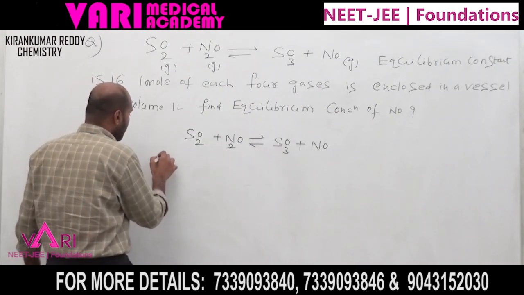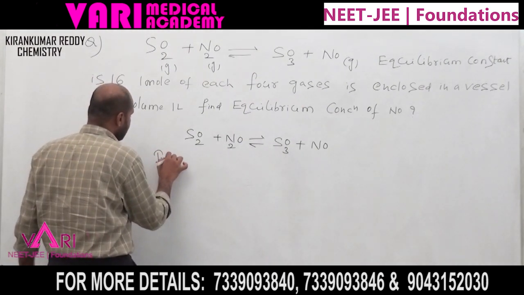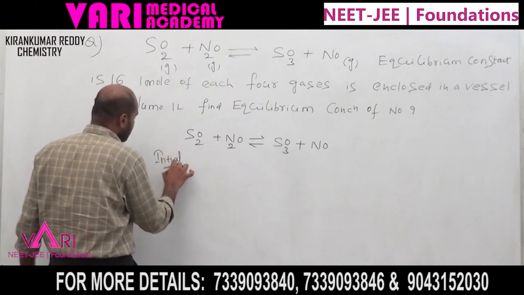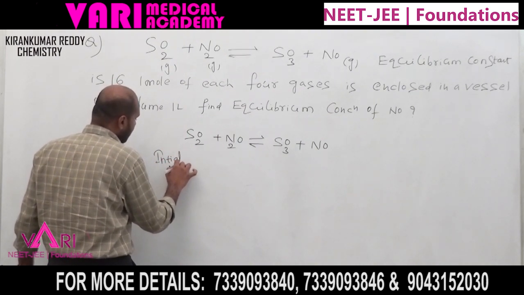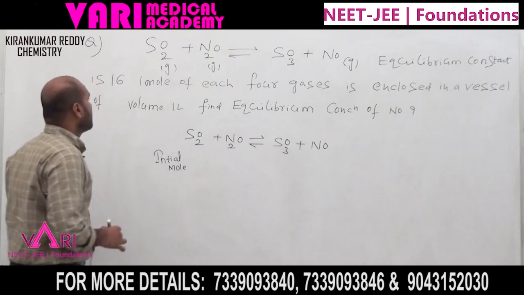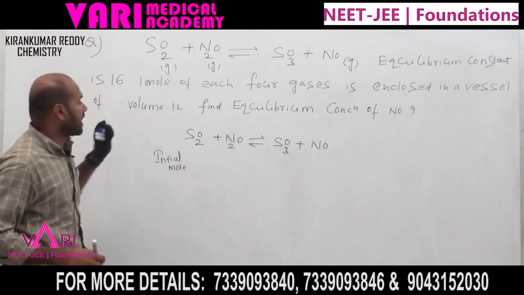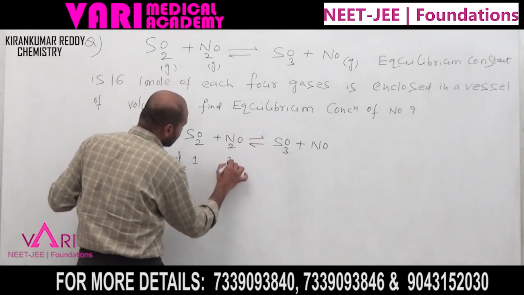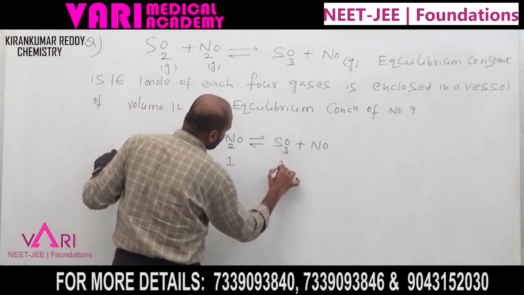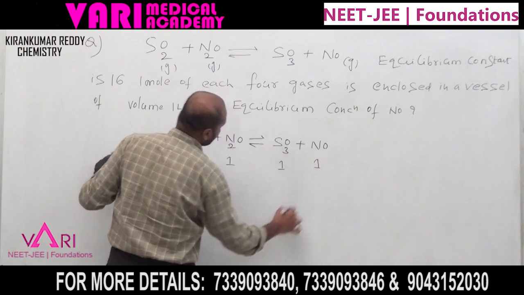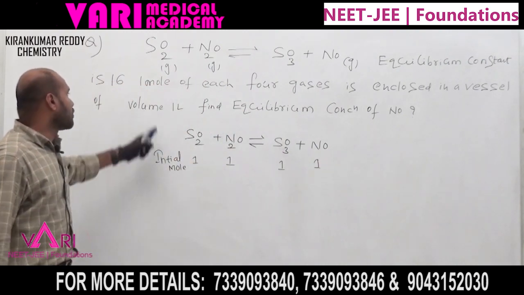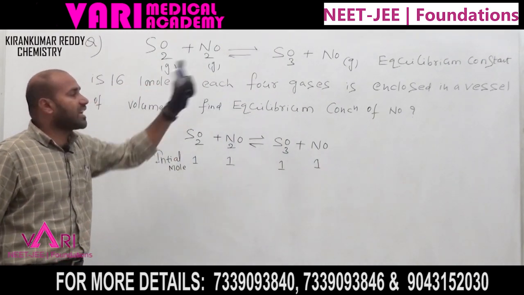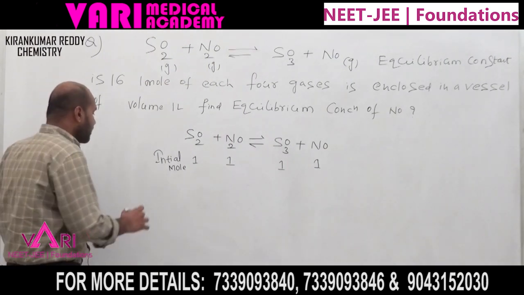Now first write the initial moles. How many moles are given? 1 mole of each of the 4 gases. This is 1 mole, this is also 1 mole, this is also 1 mole, this is also 1 mole. They are already given in the question: 1 mole of each of the 4 gases is enclosed.